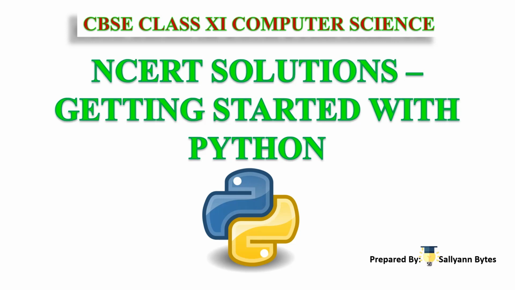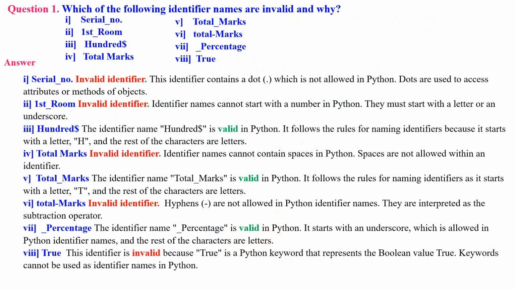Come on. Let's work out these NCERT problems getting started with Python. Question 1. Which of the following identifier names are invalid and why? Serial_no dot. Invalid identifier. This identifier contains a dot, which is not allowed in Python. Dots are used to access attributes or methods of objects.